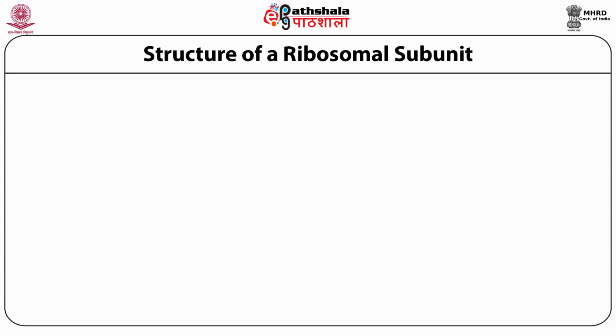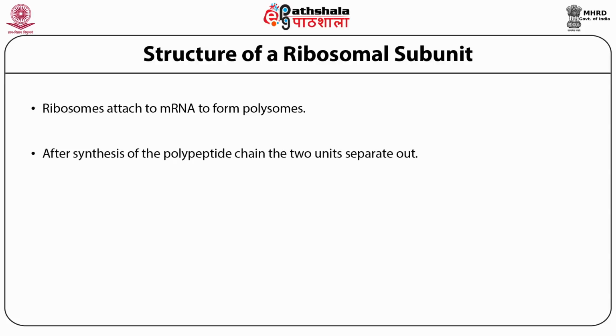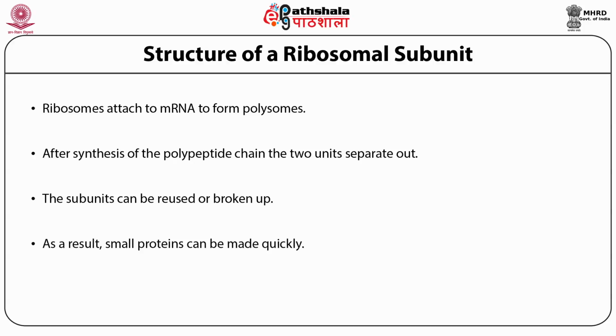Structure of ribosomal subunit. Ribosomes attach to mRNA to form polysomes. After synthesis of the polypeptide chain, the two units separate out. The subunits can be reused or broken up. As a result, small proteins can be made quickly. However, synthesis of large proteins takes several hours.